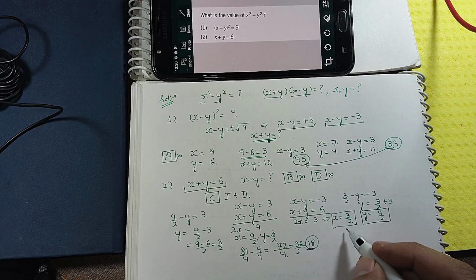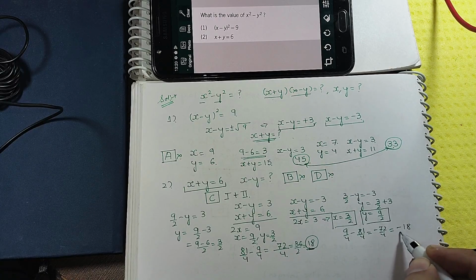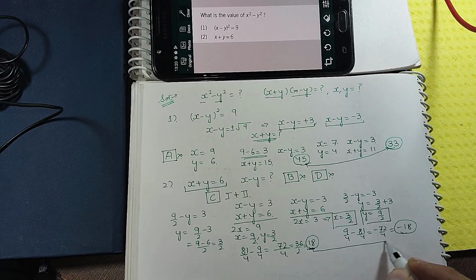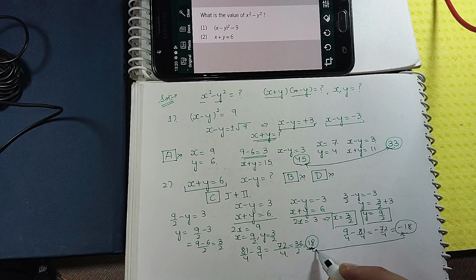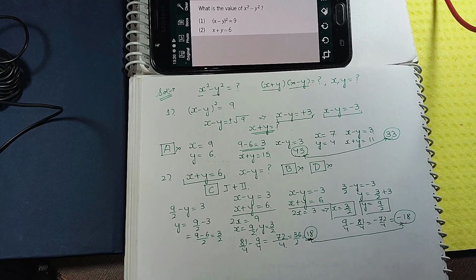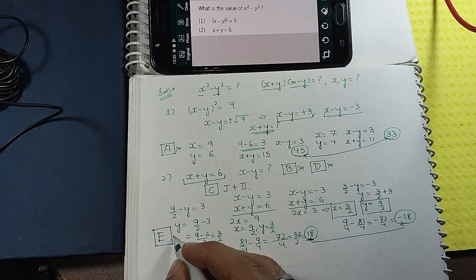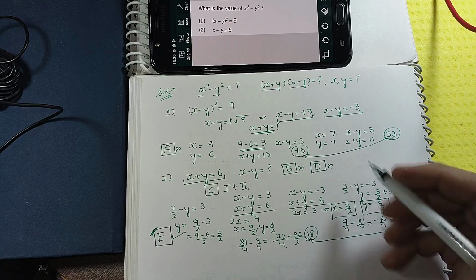So x square minus y square becomes 9 by 4 minus 81 by 4. So this is minus 72 by 4. So I'm getting the value minus 18. So by combining the statements also, I'm getting two values for x square minus y square. So what we will do? For this particular question, the right option will be statement E, that both the statements together are still not sufficient to answer the question.